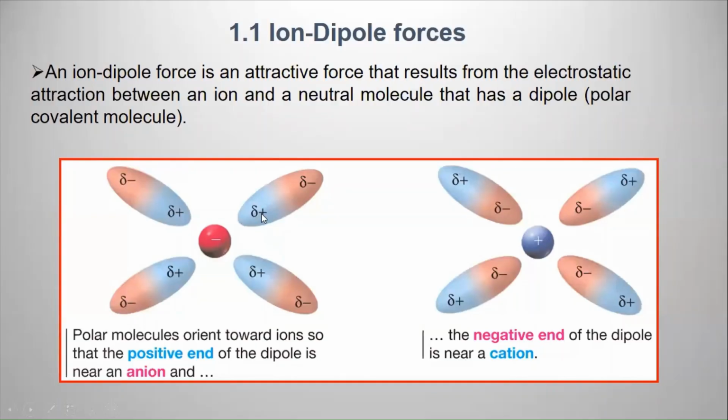So a polar molecule will have partial positive, partial negative. How is the interaction going to take place? The interaction is going to take place between the ions and the partial charges in the polar molecule. So you can see right now the negative ion will be attracted by the partial positive. On the other hand, the positive ion will be attracted by the partial negative. And that will create the ion dipole. And this is how solids dissolve in water.